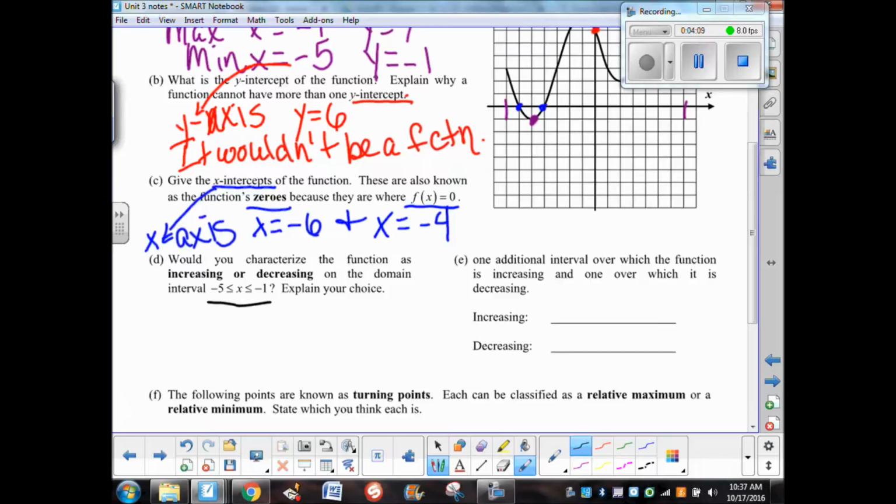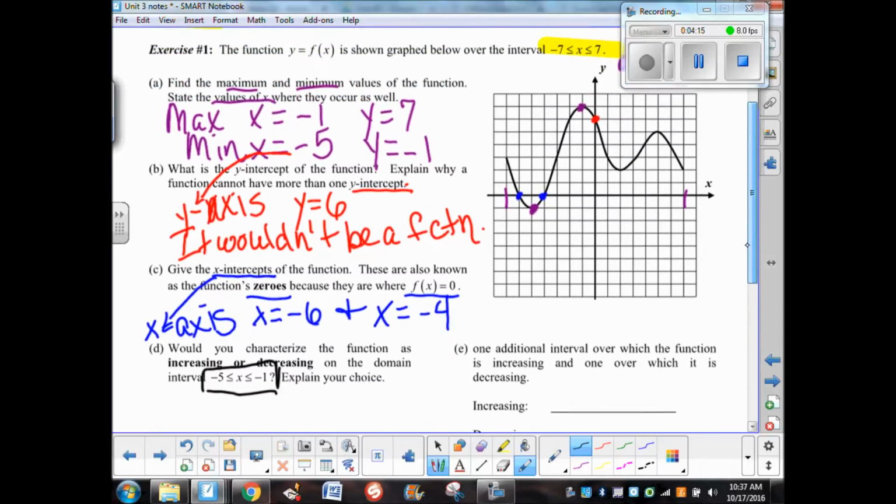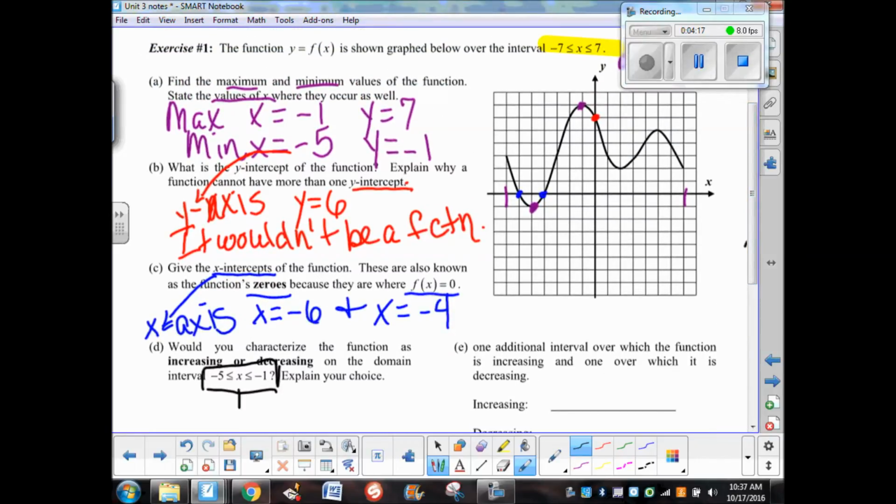It says, would you characterize the function as increasing or decreasing on the domain interval from -5 to -1. So I only want to examine that chunk of the graph. So from -5 to -1, domain x's. Make sure we're focusing in on the x's. So from -5, 1, 2, 3, 4, 5, so from here to -1 to here. So where I drew those two black lines, in between.